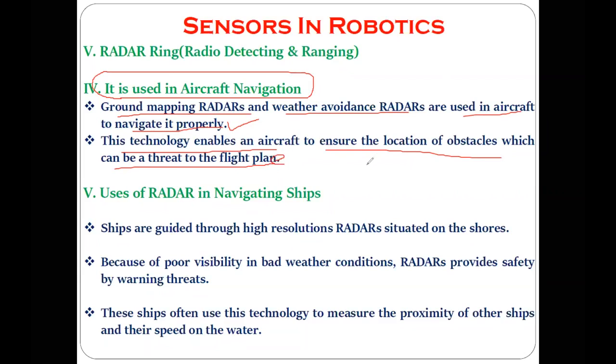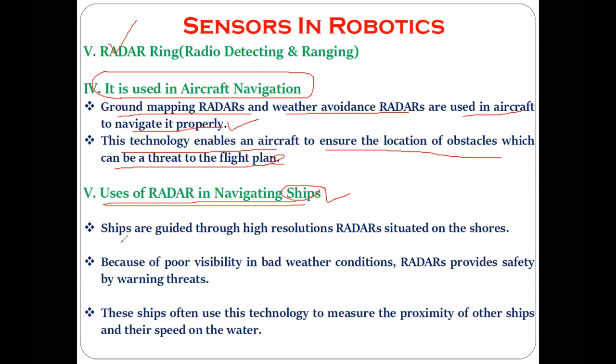Okay. So if any obstacle is there in front of the plane, that can be easily detected with the help of the radar system. And as I said, radar is not just utilized on the ground, it is utilized on the water and air also. So here, use of the radar in ships also can be done.